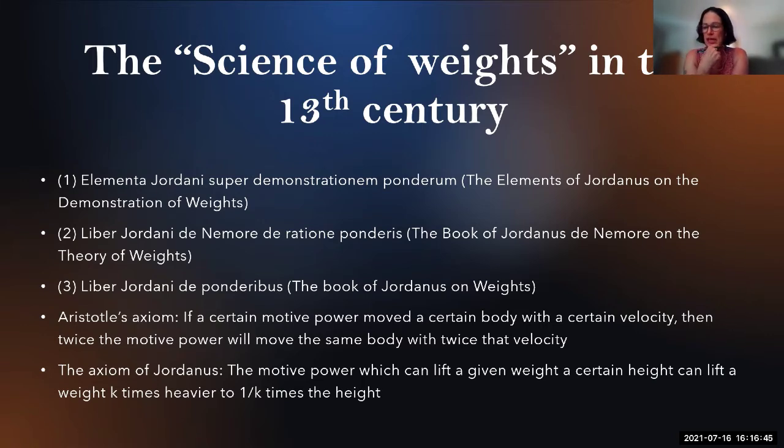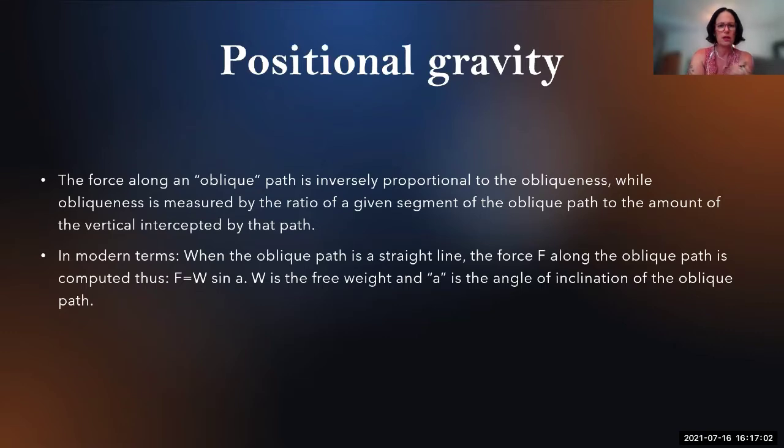This means that the force along an oblique path is inversely proportional to the obliqueness, while obliqueness is measured by the ratio of a given segment of the oblique path to the amount of the vertical intercepted by that path. Let me see, just a minute. Okay, positional gravity.